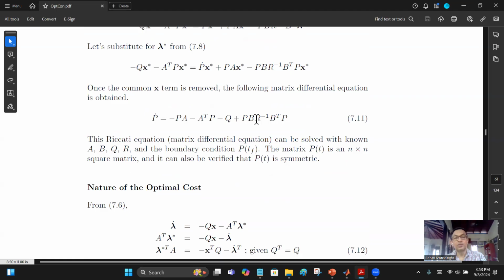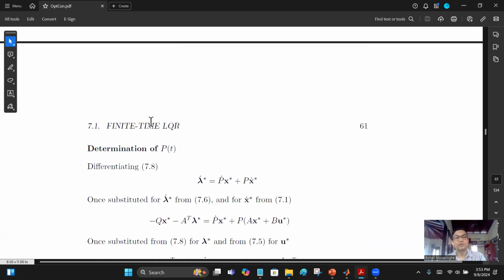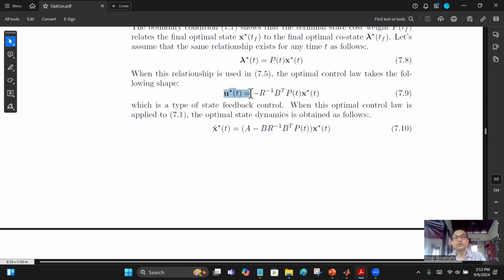When you solve the Riccati equation, you can find out P. So if you have P, game over, right? When you have P, you can calculate u star, the optimal control, for any time t.